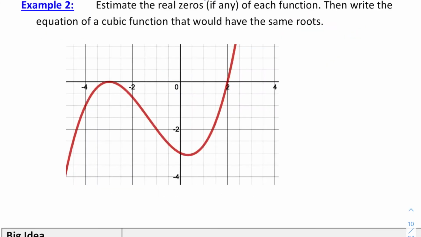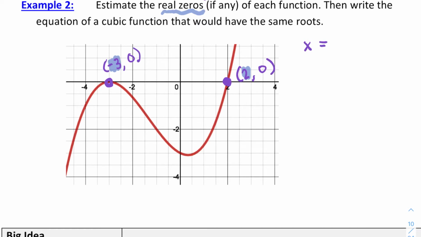We are going to use our graph to estimate some of our real zeros. So one thing that we know is zeros are places where my y value is equal to 0, my output is, and it's what x values make that happen. So if I look at my x-intercepts on my graph, my zeros are 2 and -3.